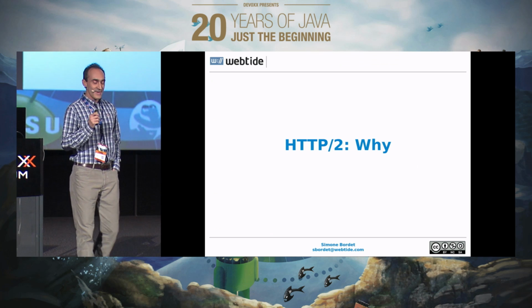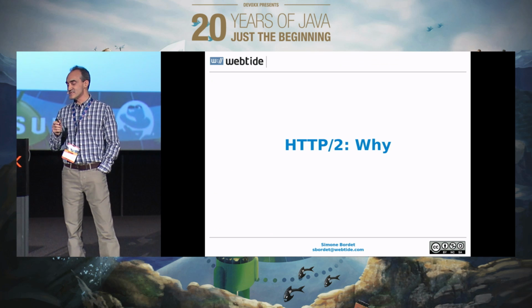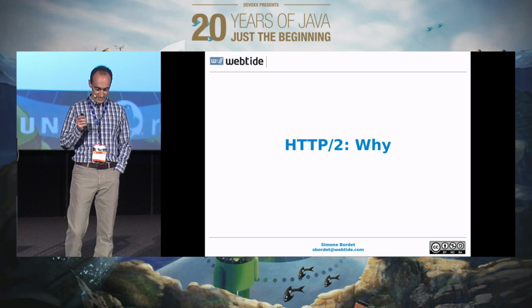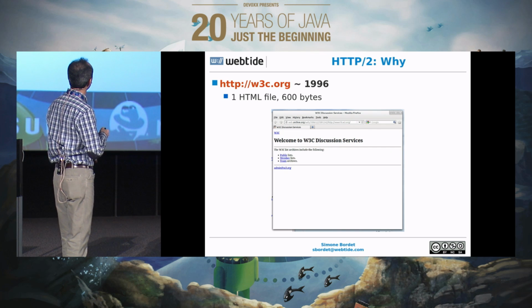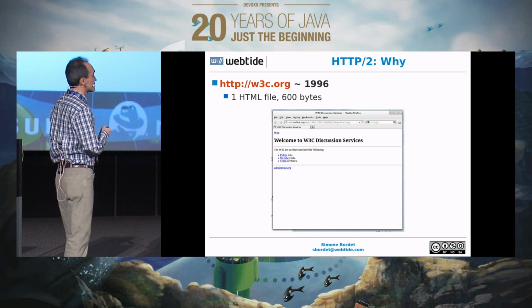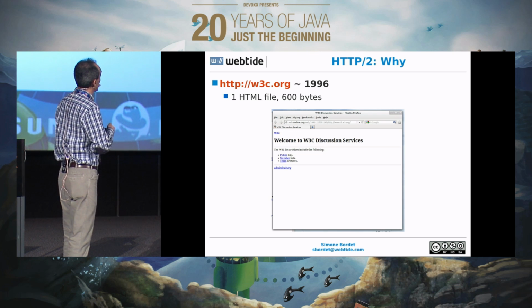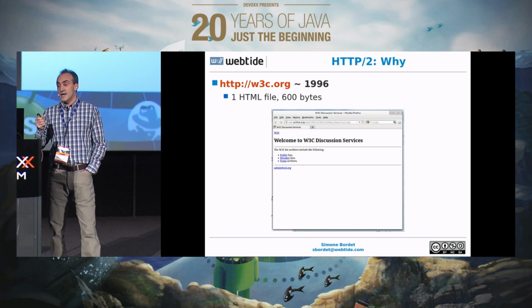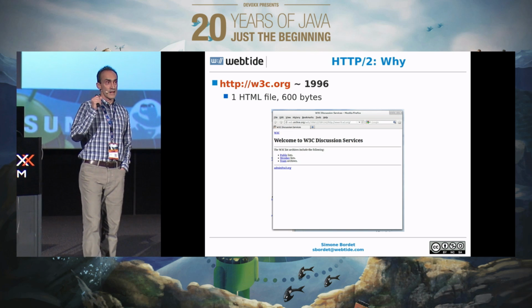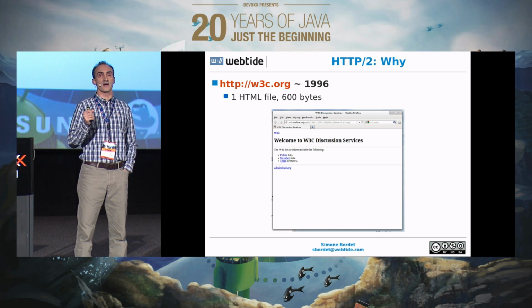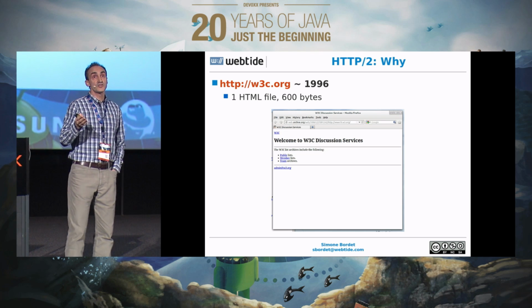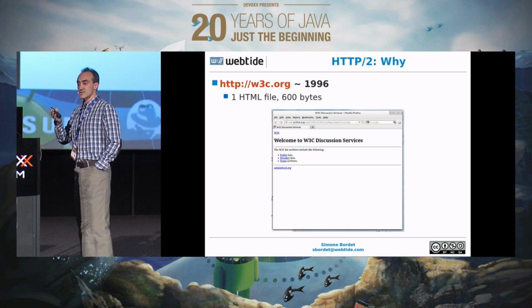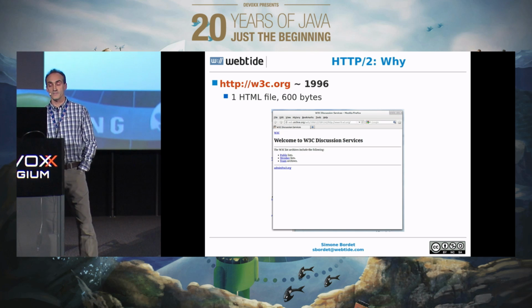So why HTTP2? This is a very good question, and this is the answer. This is the page of the w3c.org in '96. It was a single HTML file of only 600 bytes. It was very simple. '96 was also the year that the HTTP 1 protocol was standardized, and because the web was this web, the HTTP 1 protocol was designed to serve this kind of pages, okay?